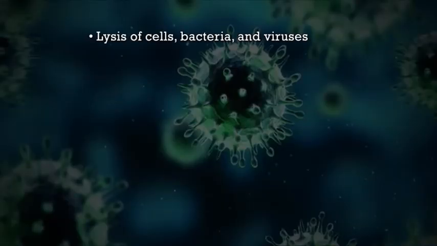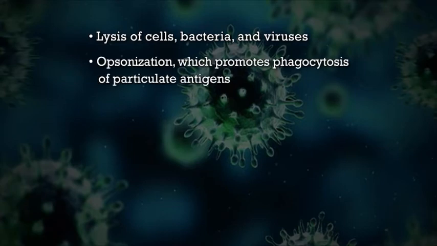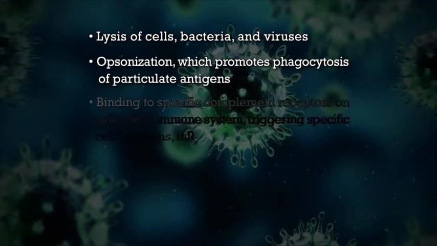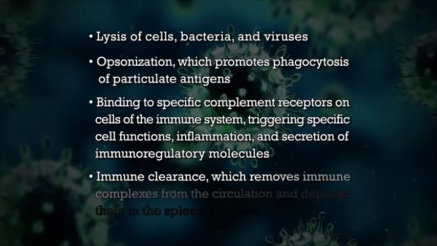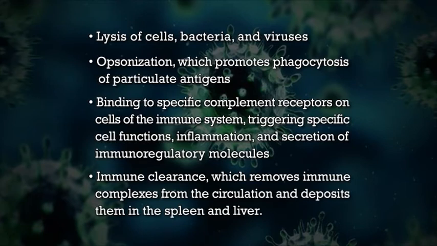After initial activation, the various complement components interact in a highly regulated cascade to carry out a number of basic functions, including lysis of cells, bacteria and viruses, opsonization, which promotes phagocytosis of particulate antigens, binding to specific complement receptors on cells of the immune system, triggering specific cell functions, inflammation, and secretion of immunoregulatory molecules. Immune clearance, which removes immune complexes from the circulation and deposits them in the spleen and liver.